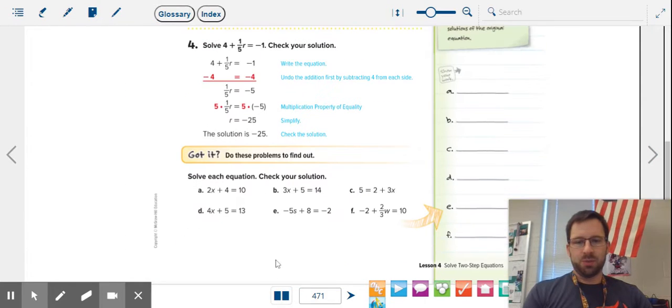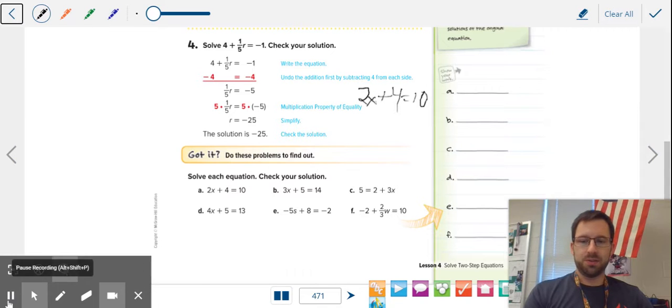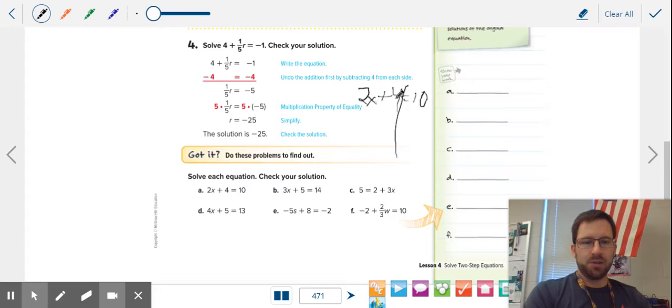So we're on page 471. Let's look at our first equation here. I'm going to rewrite them up here because there's absolutely no room to solve these equations down here. So 2x plus 4 equals 10. I identify multiplication and addition. So remember, normally we would do multiplication first. All right, so we're going to undo the addition first. The opposite of plus 4 is minus 4.